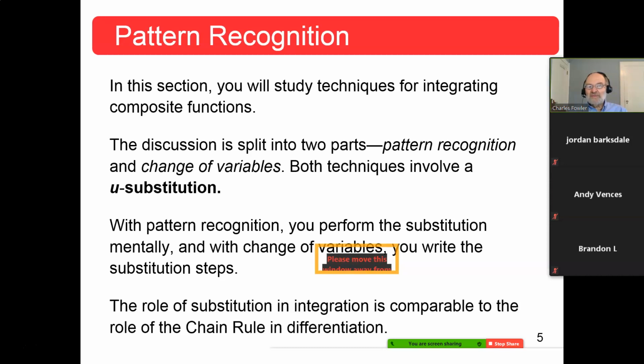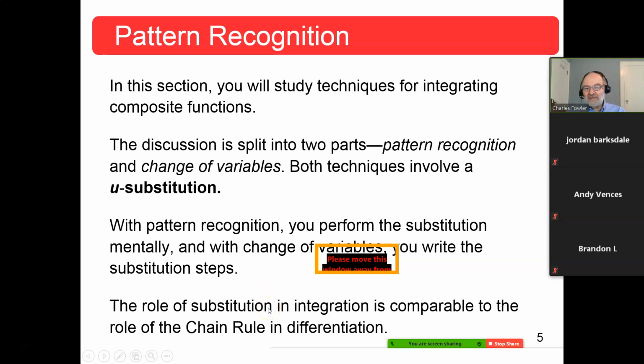The discussion is split into two parts: pattern recognition, which I see almost no point in, and change of variables, which is how you go. Both techniques involve u-substitution, so why don't you just call it u-substitution and go from there? Why do you split them up? I don't know. With pattern recognition, you perform the substitution mentally, which keeps you from making mistakes. And with the change of variables, you write the substitution steps.